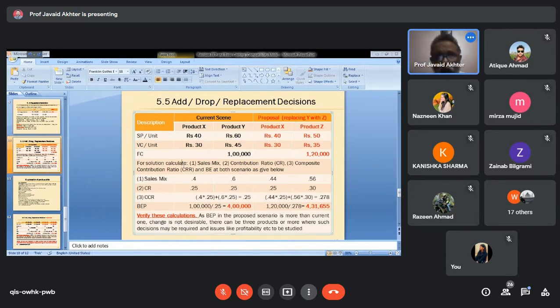As a first step, we should learn how to calculate the break-even when more than one product is involved. There are concepts like sales mix. There's a concept like contribution ratio. Can you recall contribution ratio? You have already learned. Third concept, composite contribution ratio. Of these three terms, you already know one term, that is contribution ratio. I'll explain these two and the calculation becomes easier.